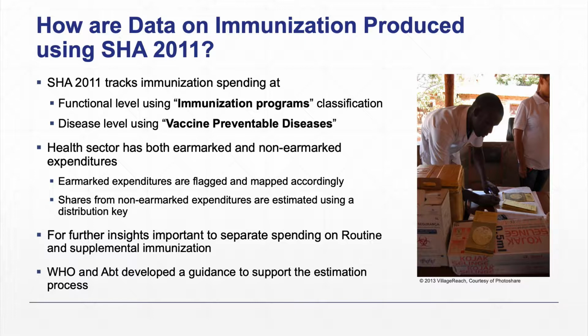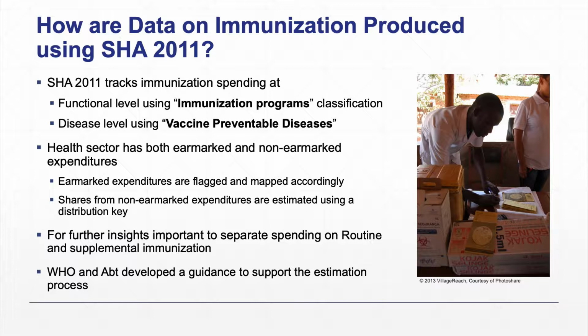But one thing we need to note, for all the health accounts experts and the immunization program managers working in the country setting, is that in order to effectively get information on immunization spending to the maximum, there needs to be a customization mainly at the functional level. That is, to unpack the immunization programs classification into routine versus supplemental. That would help the immunization program inform its programming decisions as well.